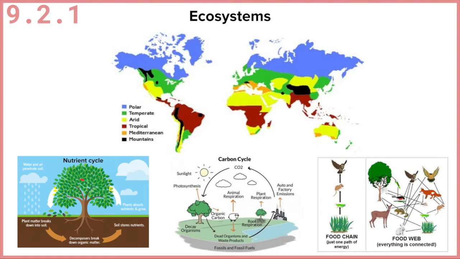You can see here we have a very small example. We've got a tree, and it starts with soil storing nutrients. The roots take the nutrients out of the soil when the plant absorbs water through the roots, and it stores them within the plant. So the plant uses those to grow.